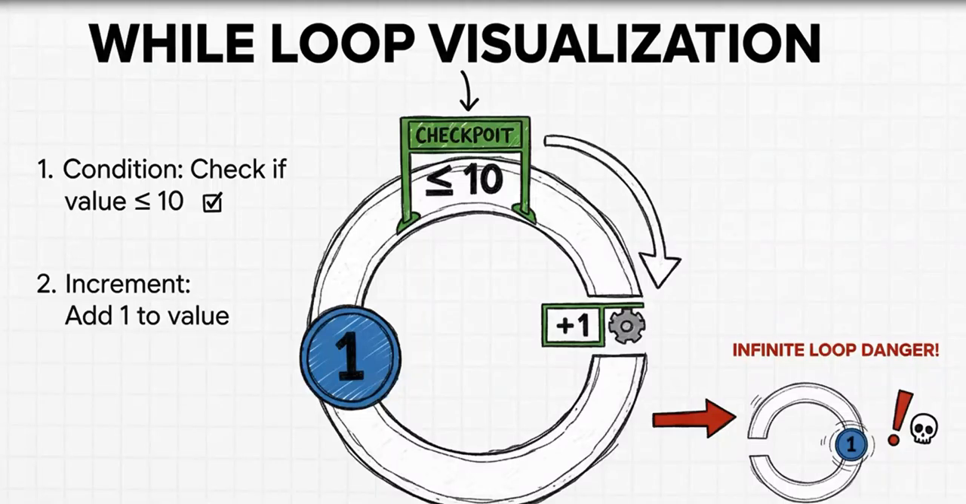And this last part is so important. Inside the loop, you have to update that variable. If you forget that x equals x plus 1 part, x will always be 1, the condition will always be true, and your program will be stuck running forever. That's an infinite loop, and you definitely want to avoid those.